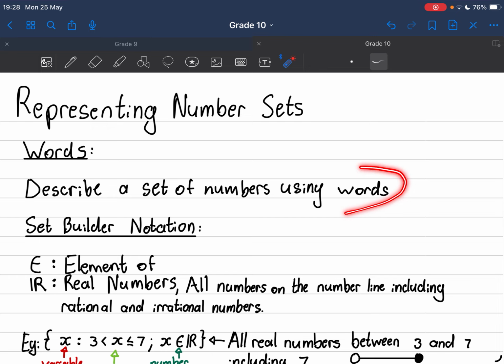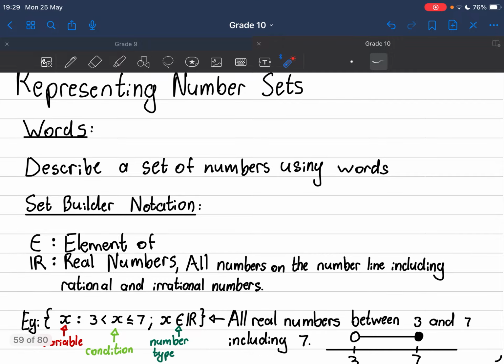So the first way, the way I just said it, is describing a set of numbers using words. So that's just what I said: all the numbers between 3 and 10, for example. It's just describing it in words, alright? So that's the basics where we start this off.